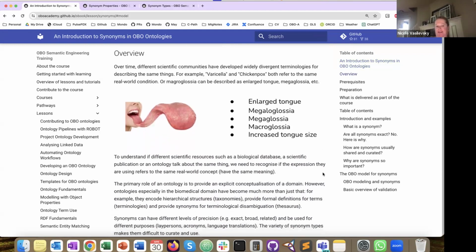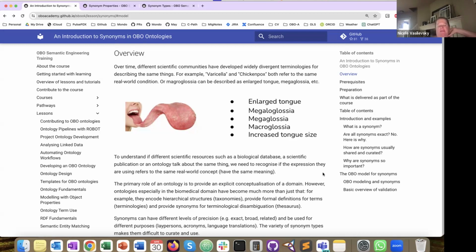So getting started, just a bit of an overview of synonyms. Different scientific communities have developed widely divergent terminologies for describing the same things. Given that we're the OBO Foundry, the biological and biomedical foundry, we're concentrating on scientific communities, but clearly there's different terminology for concepts across all different kinds of areas of knowledge and domains. Just concentrating for our purposes on the scientific community, and like I said, a lot of our examples are biomedical and disease focused.